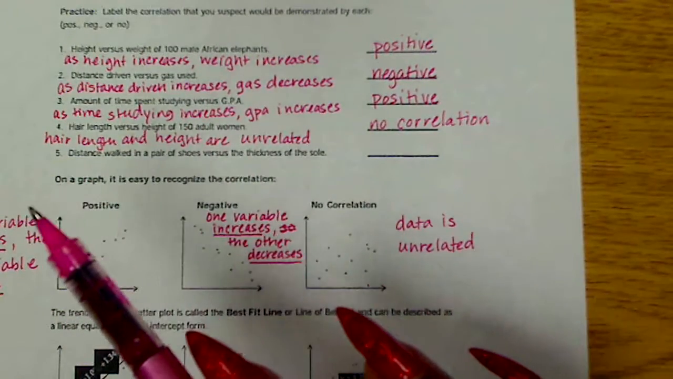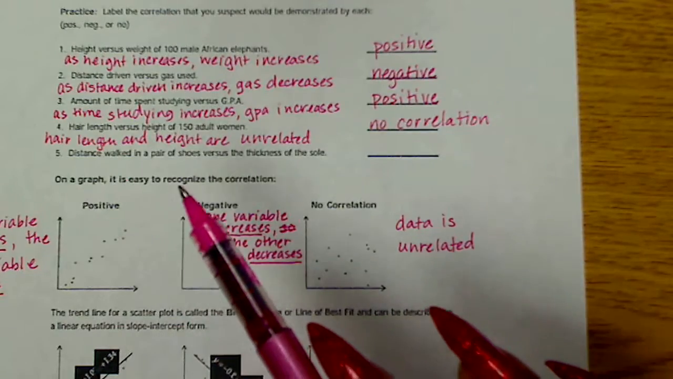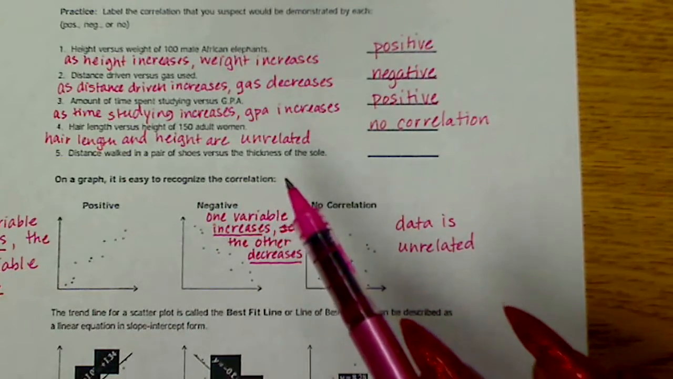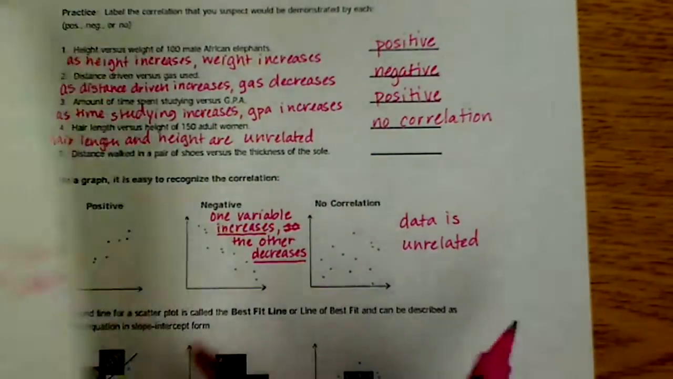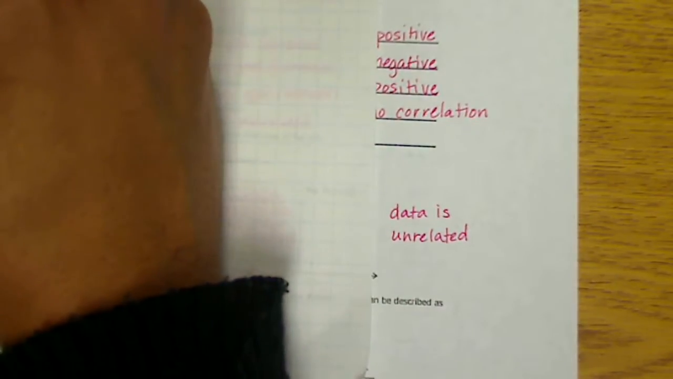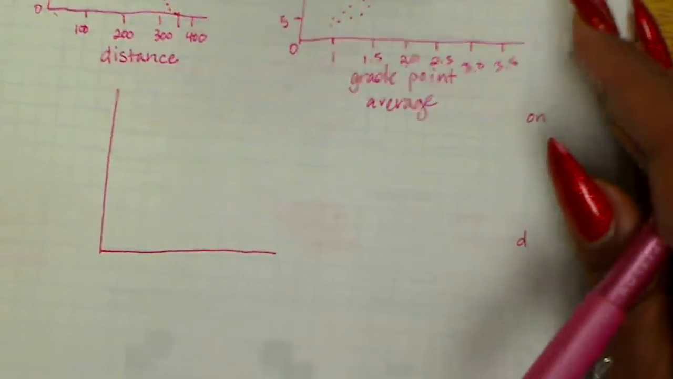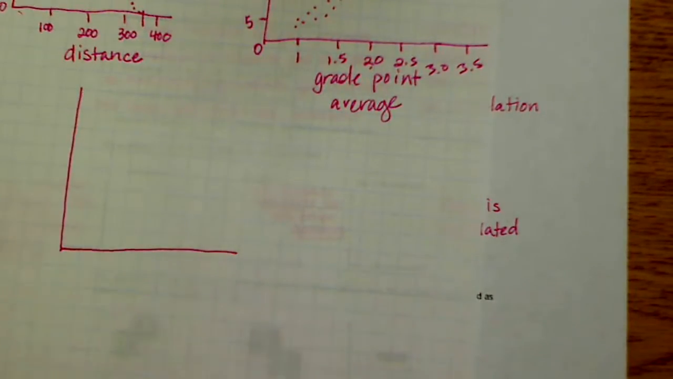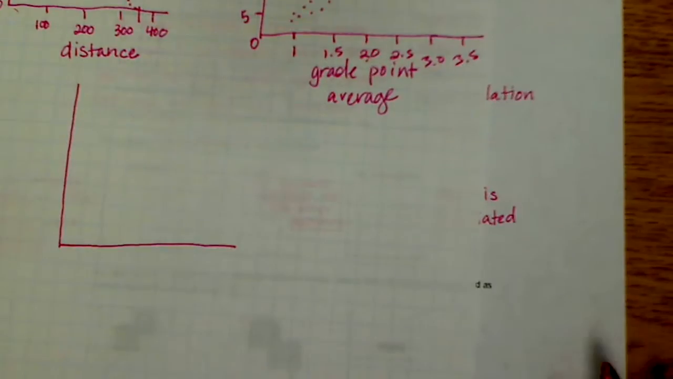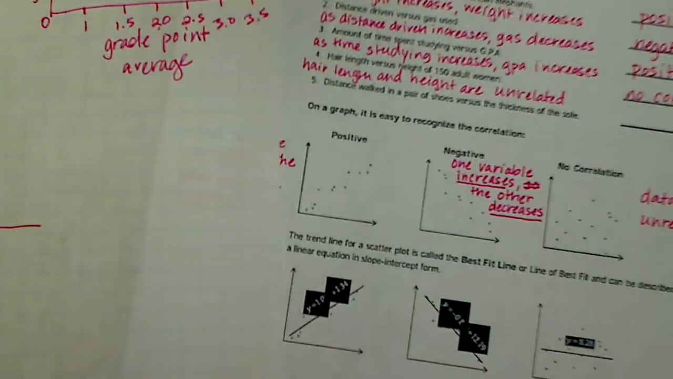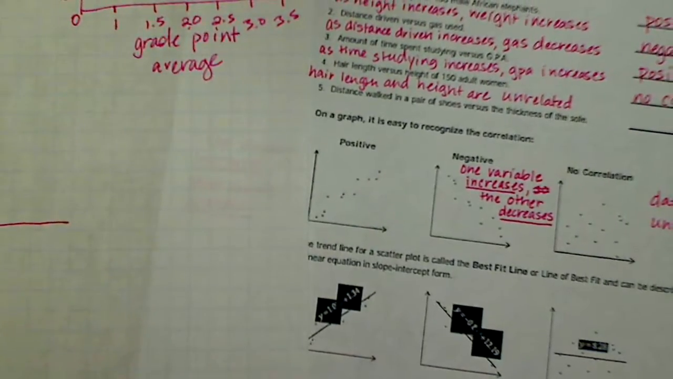Our last example, distance walked in a pair of shoes versus the thickness of the shoe sole. If any of y'all came up like I came up, I had to wear them shoes so they was talking. Some of y'all don't even know what I'm talking about when I say shoes are talking. When the sole comes away from the rest of the shoe and it's like, yeah. Oh, right. Yes. It is not a good look.